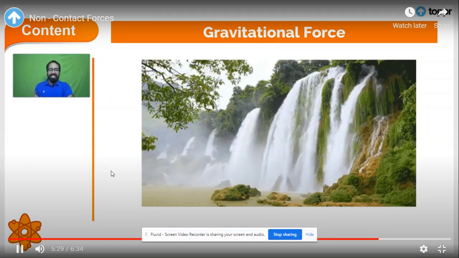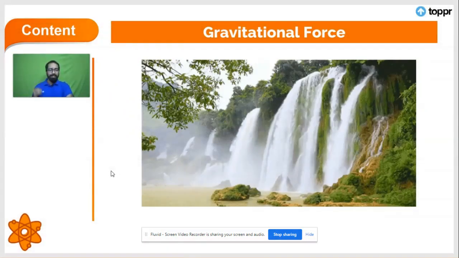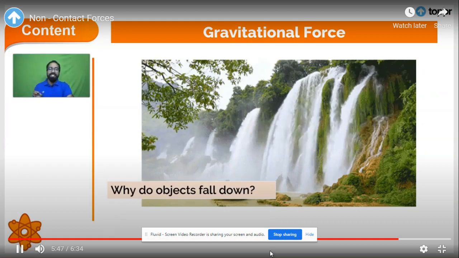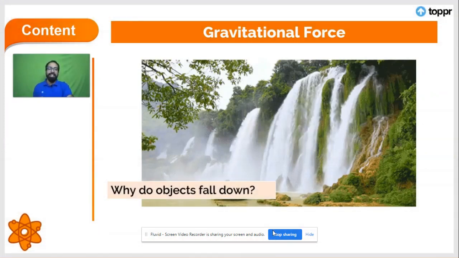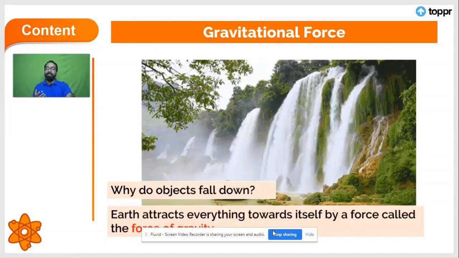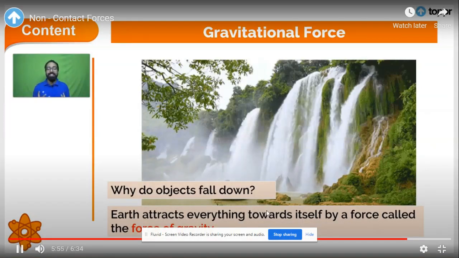Okay, you must have seen waterfalls, obviously, right? So here the water also falls down. Now why is it falling down? There has to be some force which is pulling the water down, right? Well, this is the earth again which pulls the water down. So what will be the answer to this question? Why do objects fall down? Well, objects fall down because earth attracts everything towards itself by a force which is called force of gravity or gravitational force. Now this is also a non-contact force.